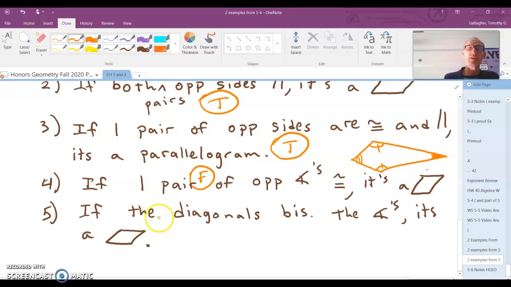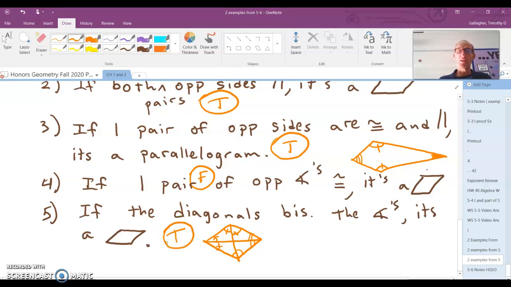Let's look at the last one. If the diagonals bisect the angles, it's a parallelogram. Well, that is one property of a rhombus. In a rhombus, the diagonals bisect the angles. So that's true, and a rhombus is a parallelogram. So this is true.